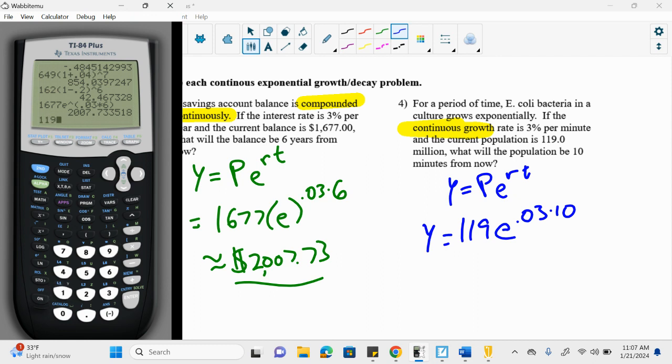119 e. Oops, sorry guys. Second e. Caret key, parenthesis, 0.03 times 10.